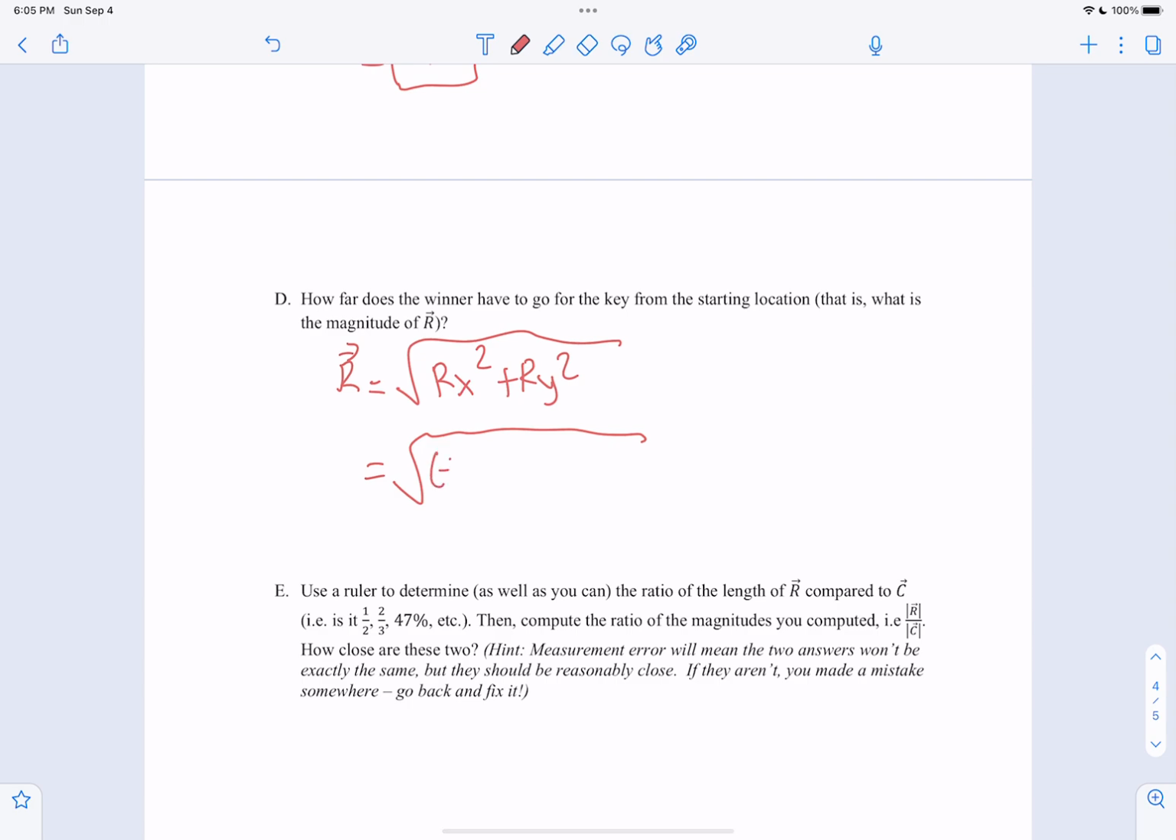So for Rx, we had negative 7.99 meters, square that. And then Ry, we had 9.92 meters, square that. And then take the square root of the whole thing when you add those two together. And that should give you your magnitude of R. Let me know what you guys got for part D. Yep, 12.74 meters is what I got as well.